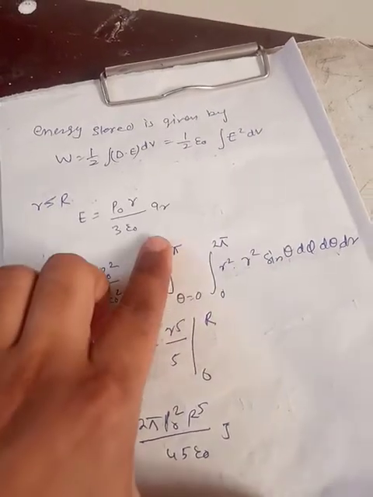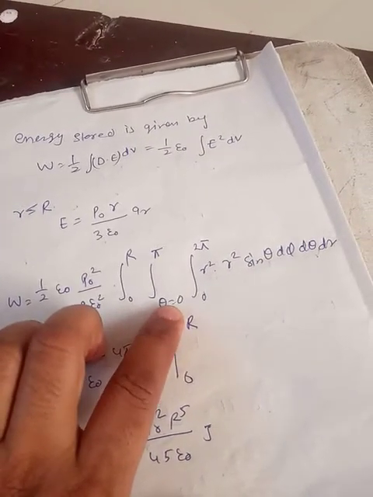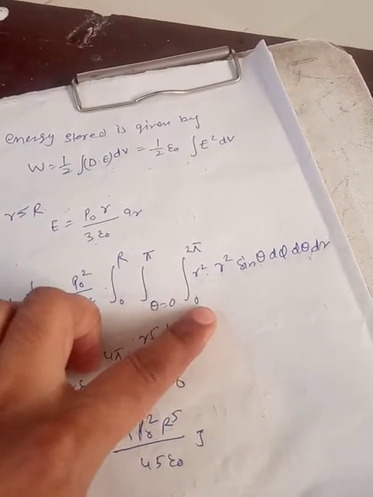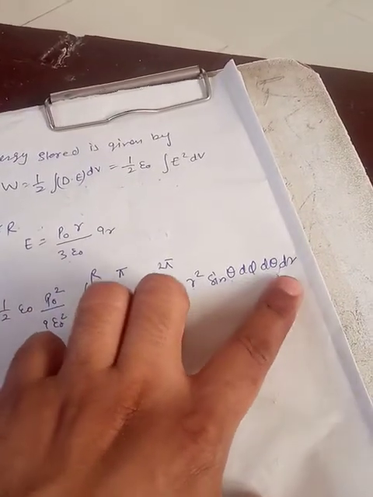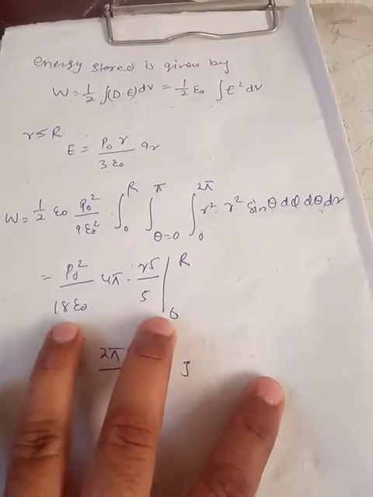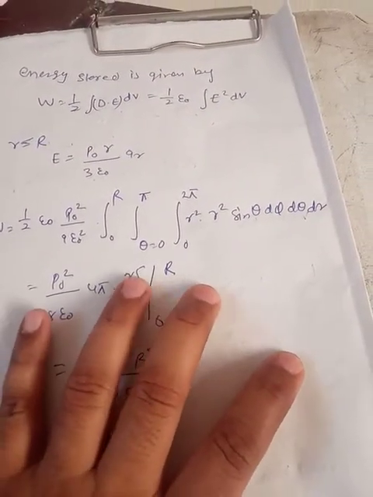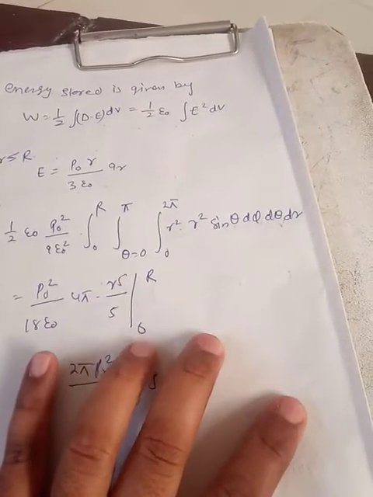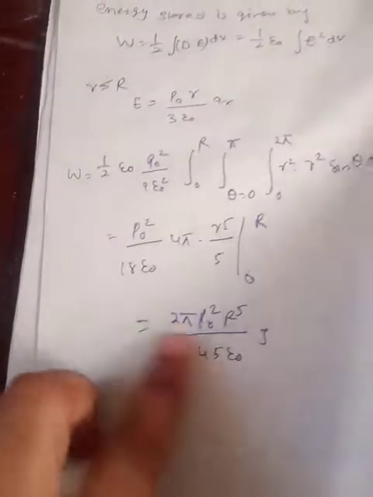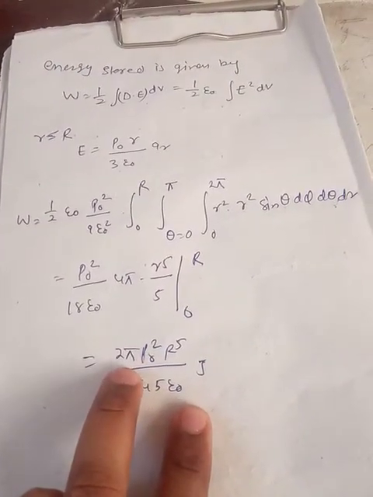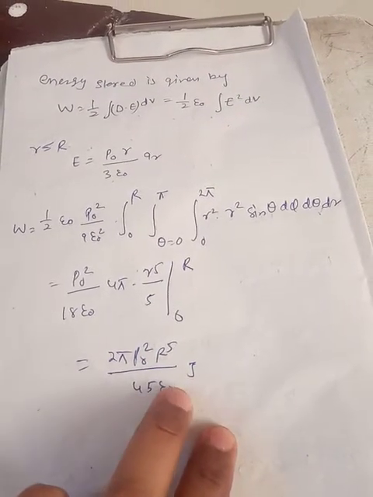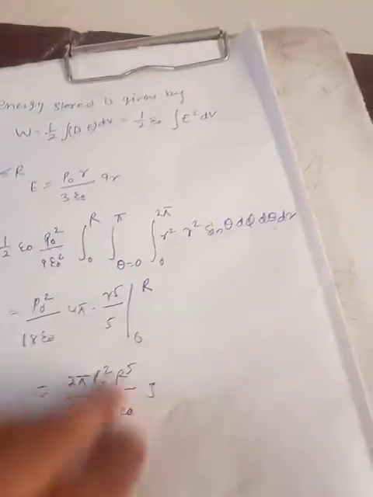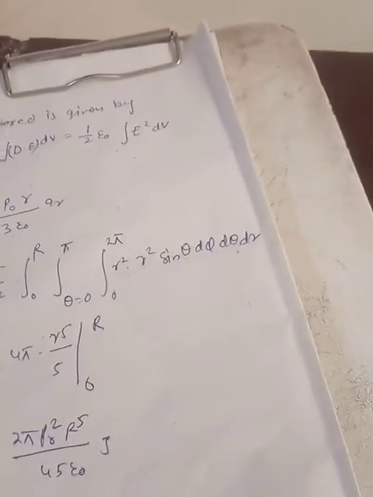integral where r goes from 0 to R, theta varies from 0 to pi, and phi varies from 0 to 2 pi, of r square sin theta d phi d theta and dr. If you solve this equation, we get rho_0 square upon 18 epsilon 0 times 4 pi times R^5 upon 5, where the limit of r varies from 0 to capital R. Now it will become 2 pi rho_0 square R^5 upon 45 epsilon 0 joule. So this is the net energy contained from 0 to R.